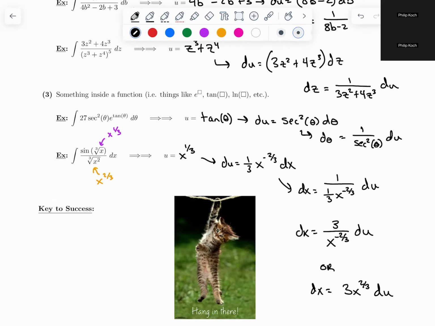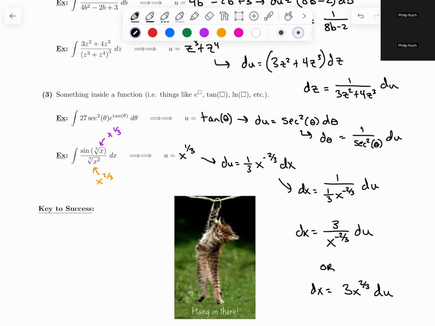All right, so let's recap that real quick. So solving for dx, I'm going to divide both sides by 1/3 x to the negative 2/3. You're dividing by a fraction 1/3, so you flip and multiply. That's why it's now 3 over x to the negative 2/3. But x to the negative 2/3 is really 1 over x to the 2/3, so that flips it up and gets us there. That's the algebra needed for that problem.